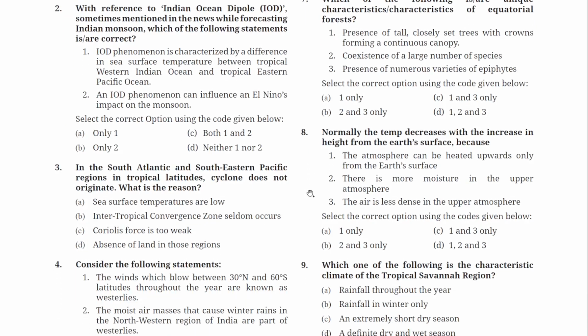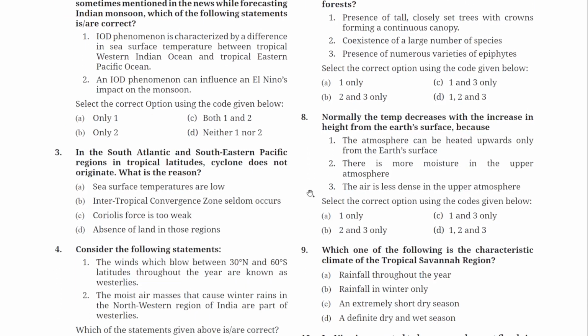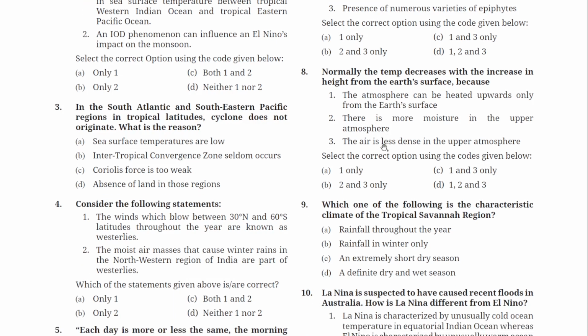Question 8. Normally the temperature decreases with the increase in height from the earth's surface, and the reason behind such is being asked here. Okay, so the answer should be: the atmosphere can be heated upwards only from the earth's surface. No, such an 'only' term is very extreme, so one is eliminated. There is more moisture in the upper. Yes, it is true that there is more moisture in the upper atmosphere. The air is less dense in the upper atmosphere. This is also true, so 2 and 3. The eighth question is atmospheric temperature, density, and moisture. That is the reason the temperature decreases with the increase in the height from the Earth's surface.